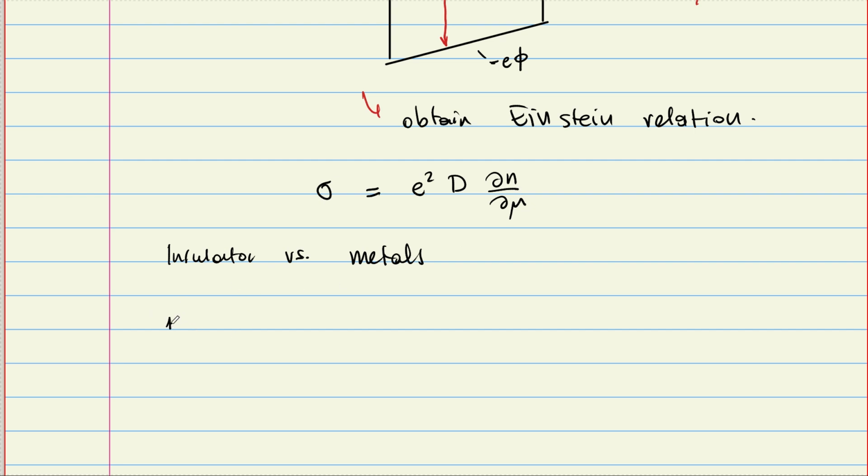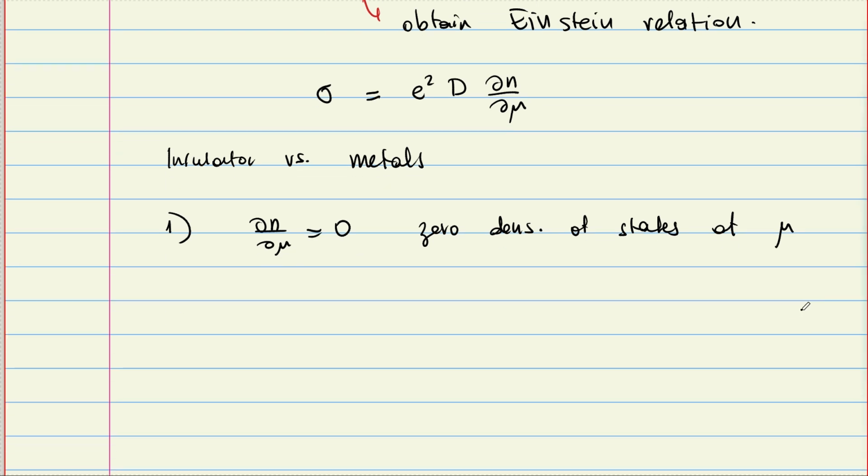So case 1, ∂N/∂μ can be zero. What this means is that there is zero density of states at the Fermi level μ. That means there are no states at μ. If there are no states at a given energy, it is an insulator, but what kind of insulator? A gap, exactly. We are in the gap, so there is some energy.